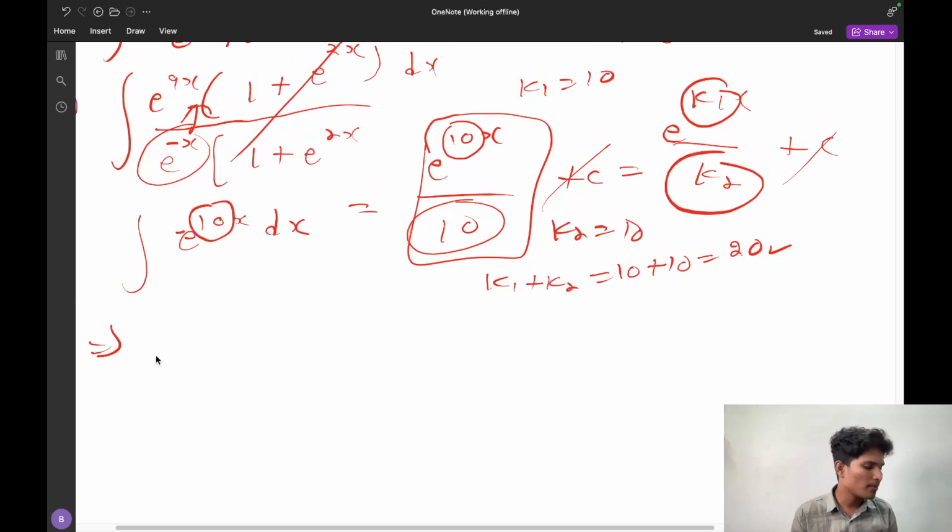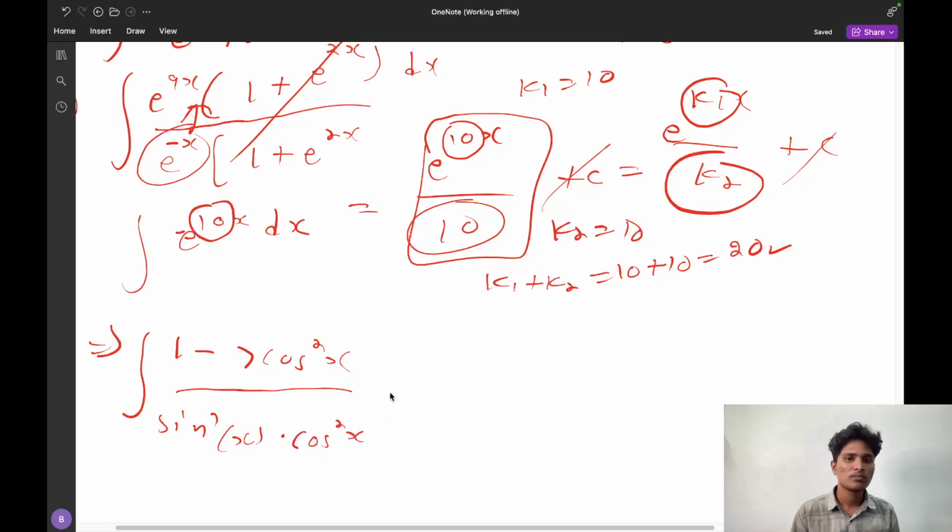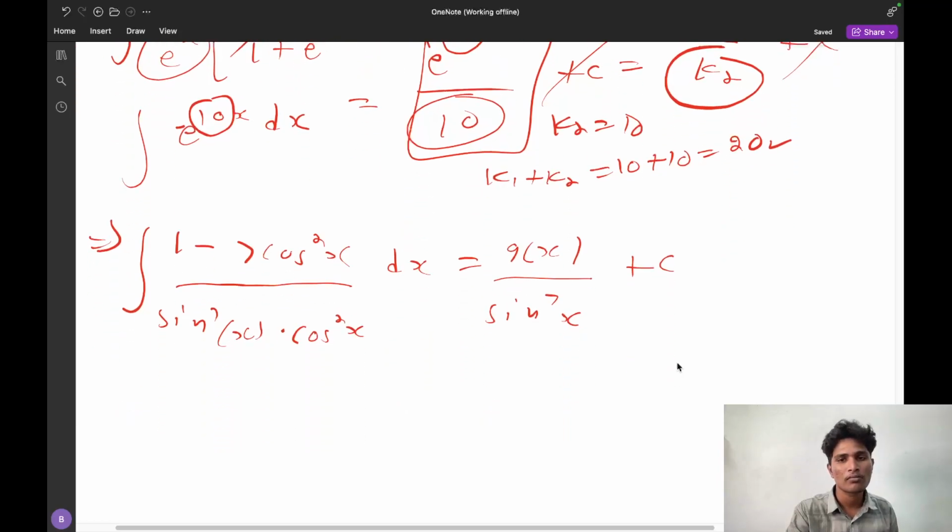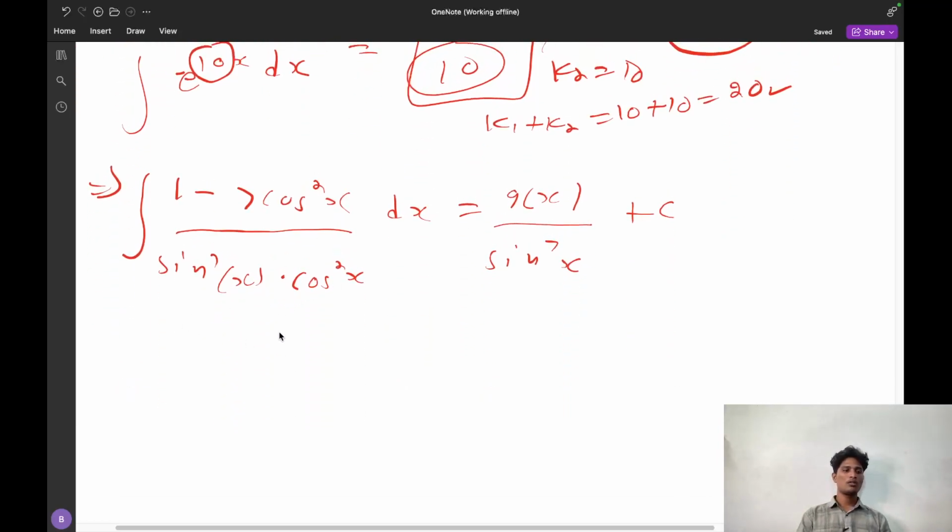Now this is the last question for indefinite integrals, and then I will start the definite questions. The integral of (1 minus 7 cos²x) divided by (sin^7 x cos²x) dx is equal to g(x) divided by sin^7 x plus c. We have to find g'(0) plus g''(π/4).